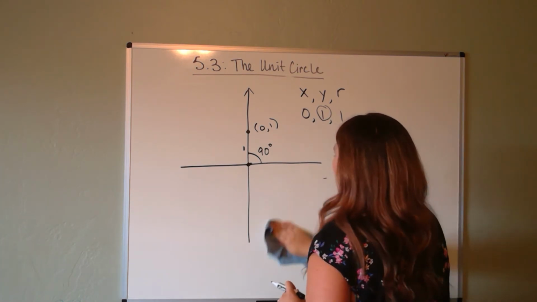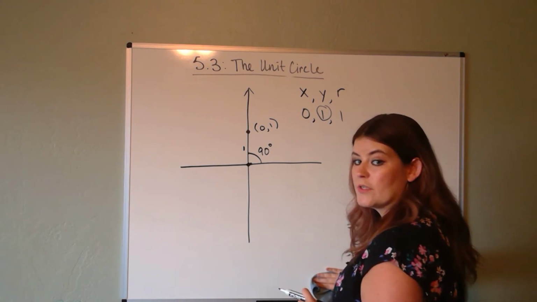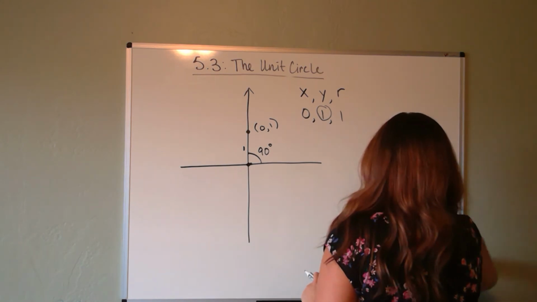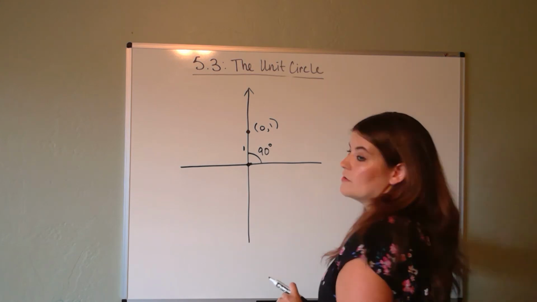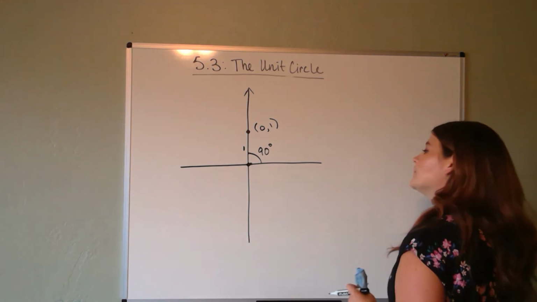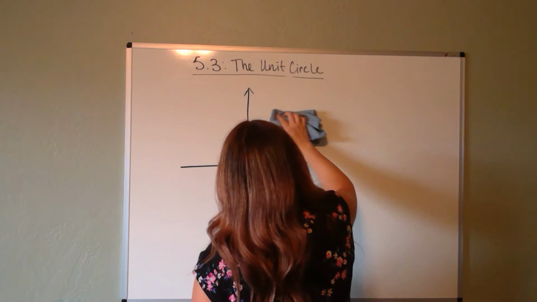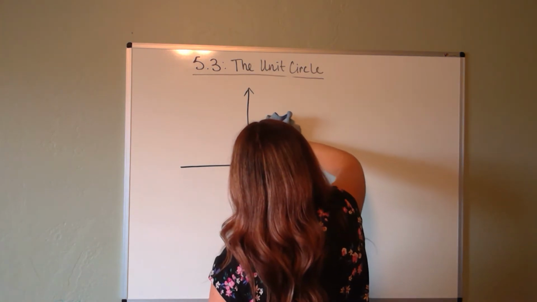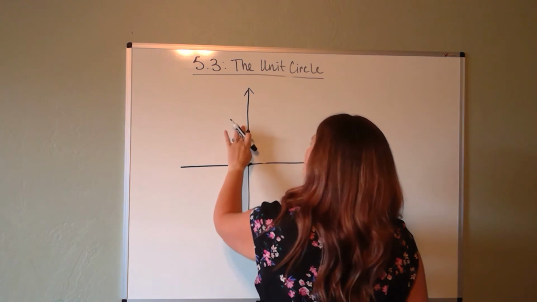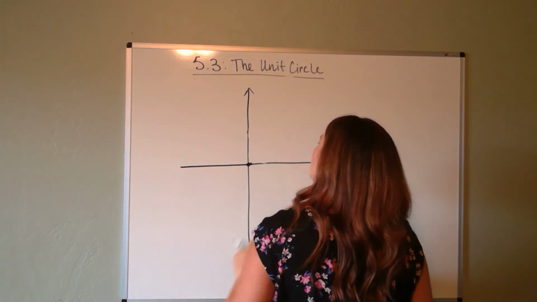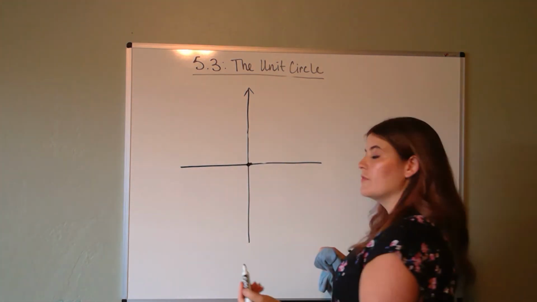So we have gone through one quadrant. We've gone through the first quadrant, and we have found the values of all of what we call the special angles. There are special angles in every quadrant. I am going to show you where they are and what values they have.